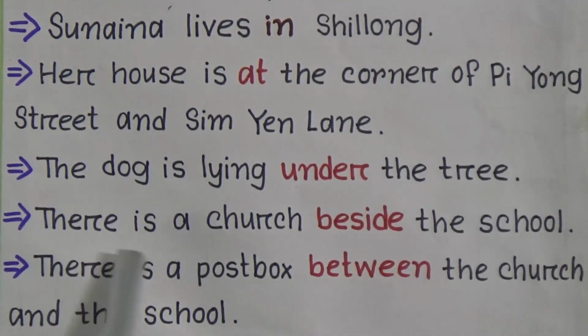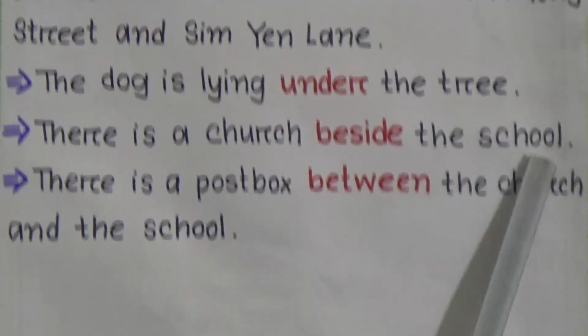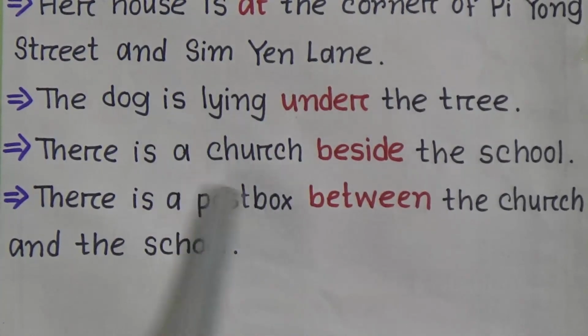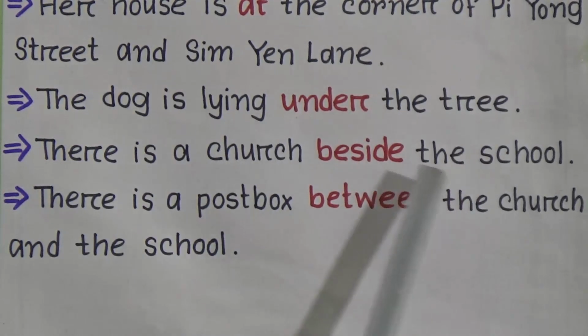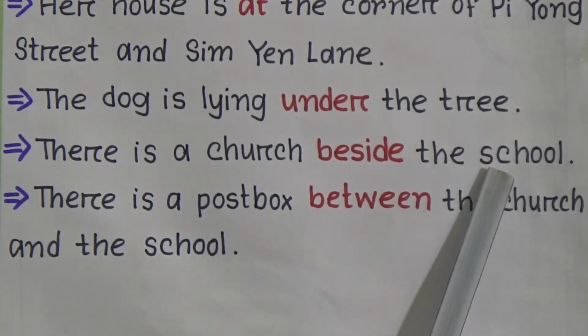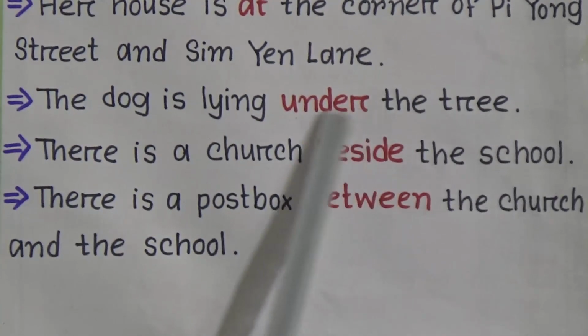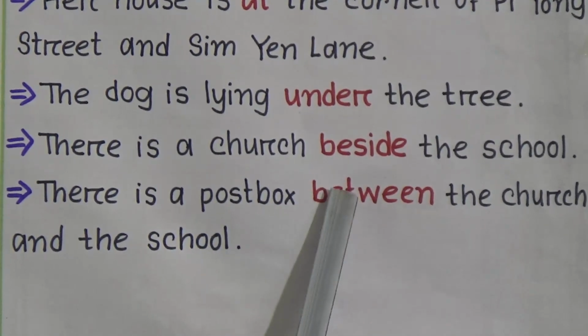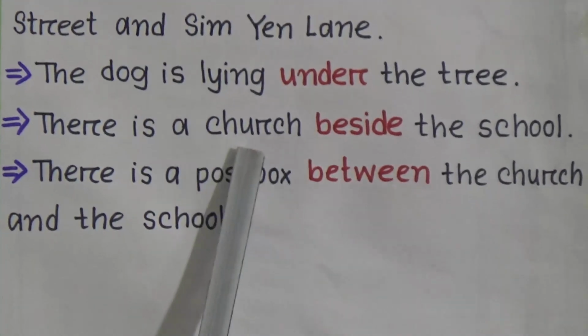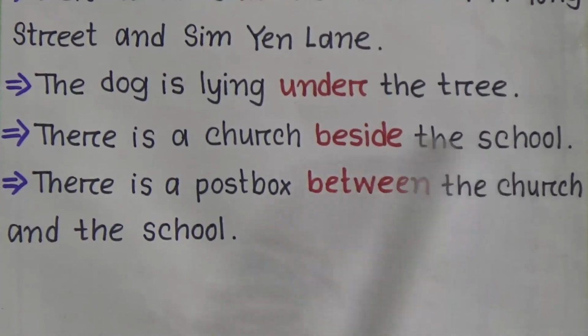Next, there is a church beside the school. Where is the church? We'll find the answer: beside the school. So the preposition will be beside. We have to mention where the church is, beside the school.